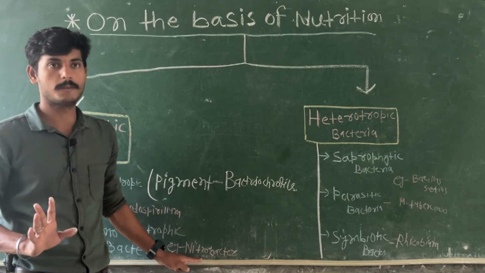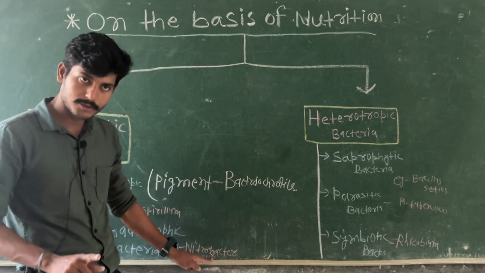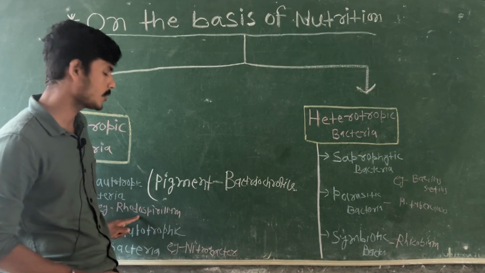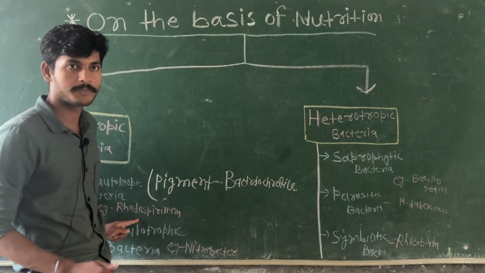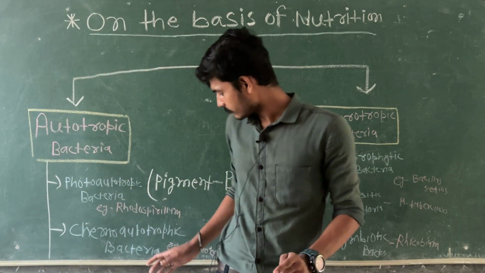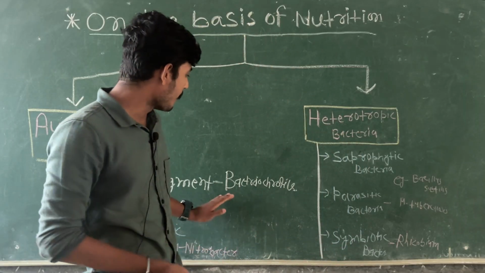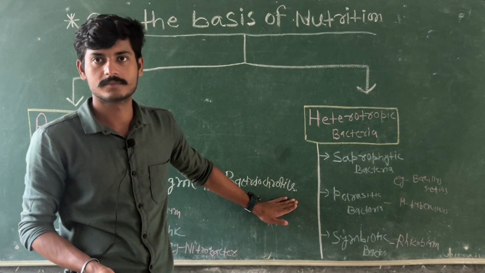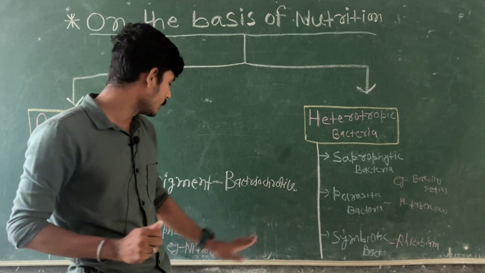So this is a useful bacteria. Both Nitrobacter and Rhodospirillum are useful bacteria. Clear? This is bacteriochlorophylls, or bacteriophylls. Fine, no problem.